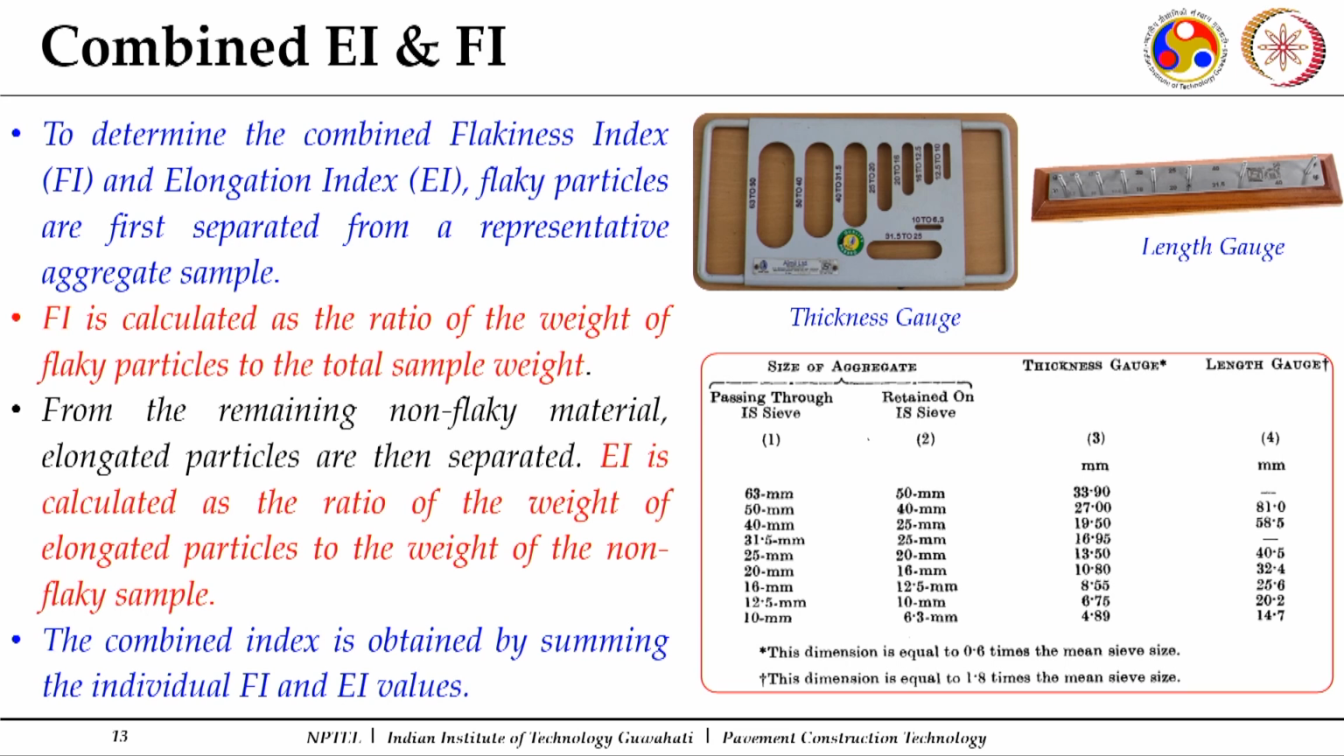This is one way of getting an idea about the elongated and flaky particles, but the index which is referred to in our MORTH specifications for aggregates to be used in different layers is the combined elongation and flakiness index. And what it says is that for determining a combined elongation and flakiness index, you will not determine the flakiness index and the elongation index separately, and you will not do a numerical addition of them.